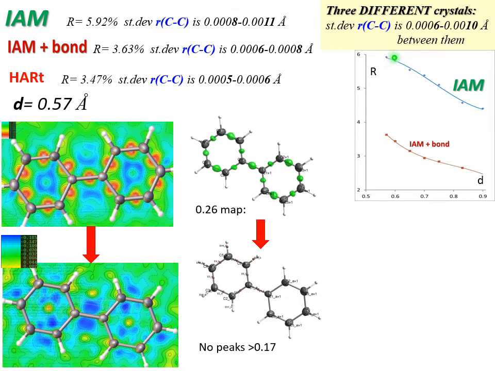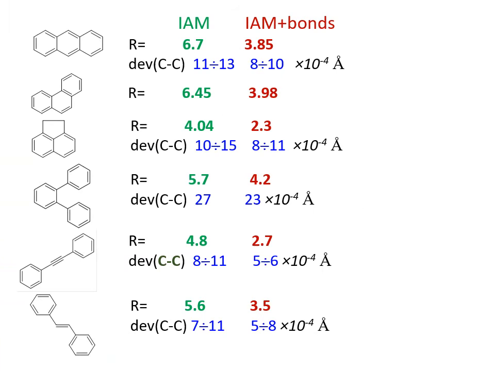This effect drops down with resolution. If we artificially make lower resolution, both IAM and IAM plus bond model will have lower R factors. But the difference will stay almost the same, which is reasonable. If you hide your mistake, it is still with you. So anyway, we have serious improvement of our experiment.